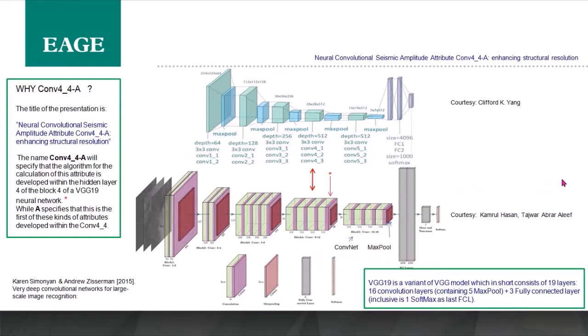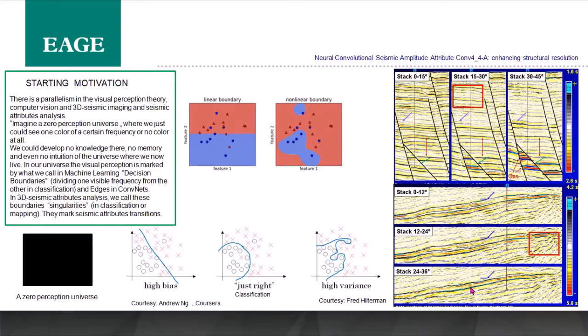VGG19 is a variant of the VGG model, which in short consists of 19 layers: 16 convolutional layers, 5 max pool layers, 1, 2, 3, 4, 5, 3 fully connected layers, and 1 softmax. Let's go on with the starting motivation.